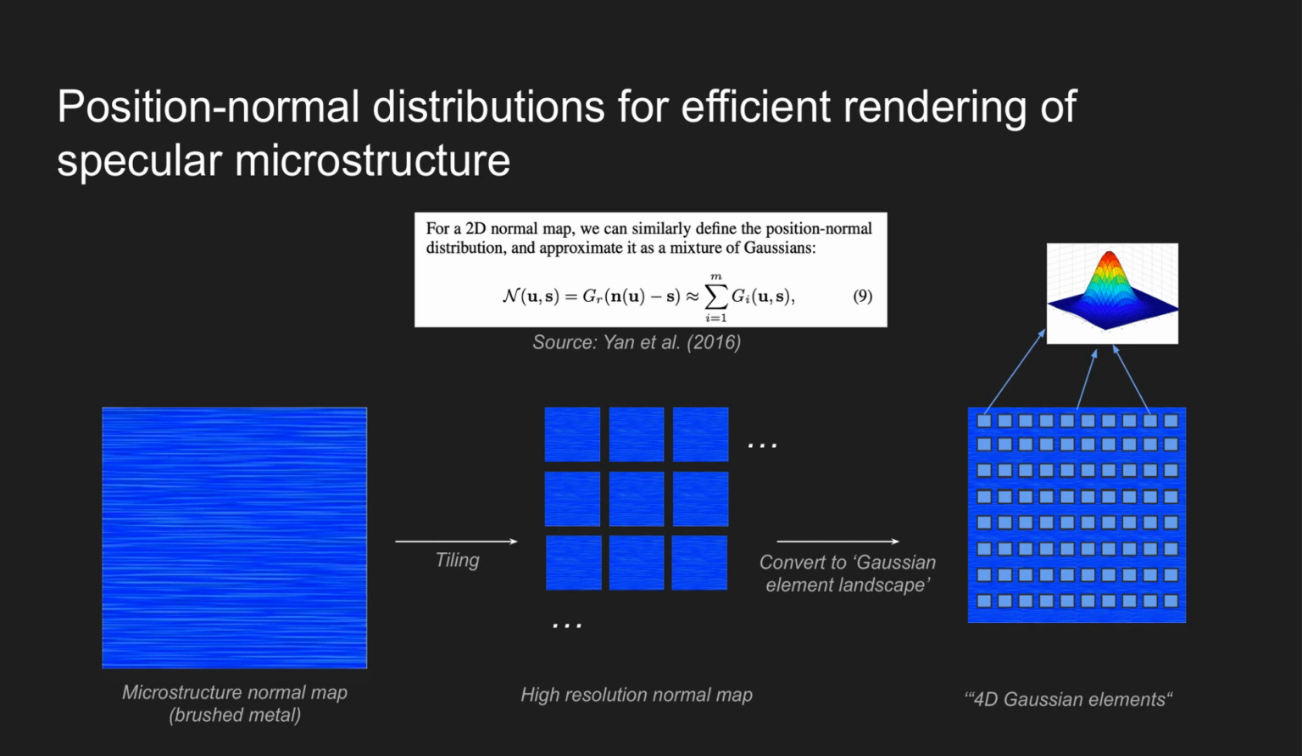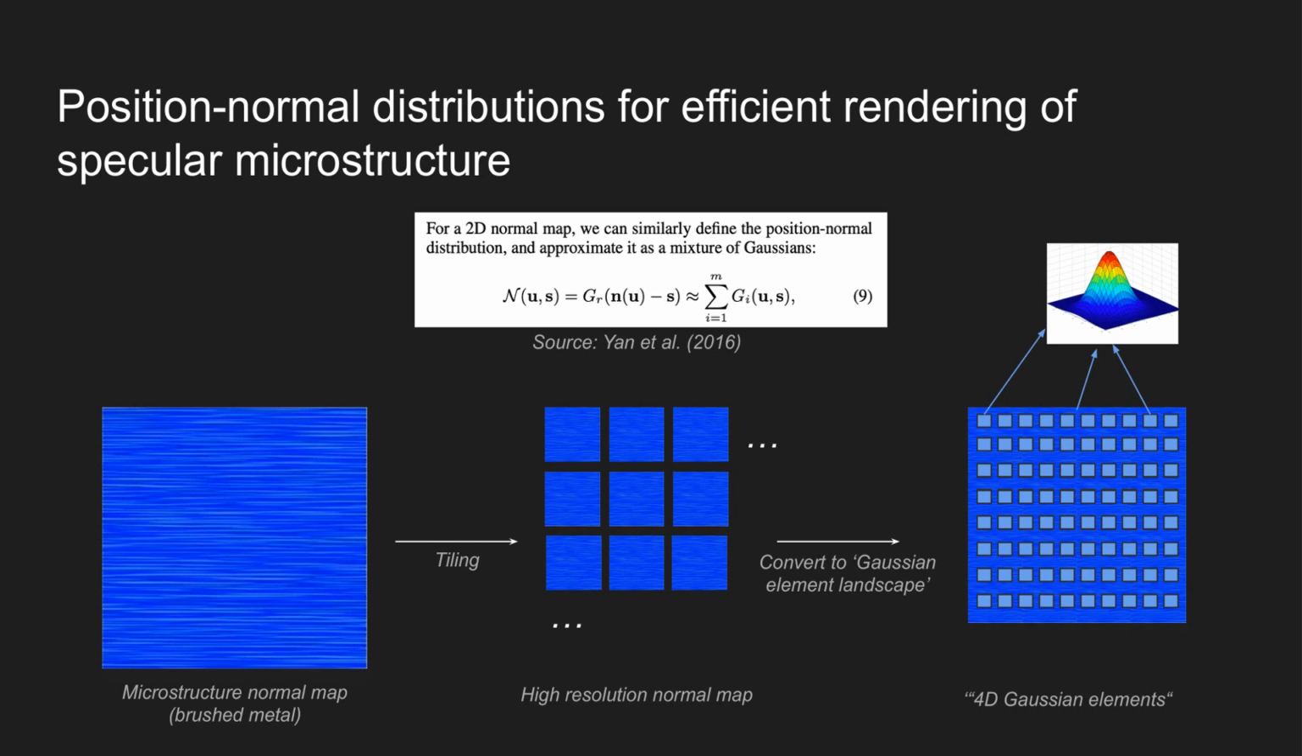The reason why they are 4D is because they are modeling both the 2D position on a normal map as well as the surface normal distribution at that position. Normals can also be represented in 2D by projecting them down on a disk. The density of 4D Gaussians can be modified. The ideal density depends on the normal map frequency content.